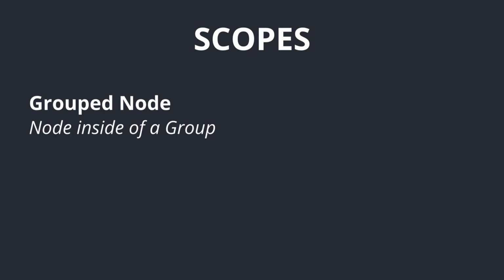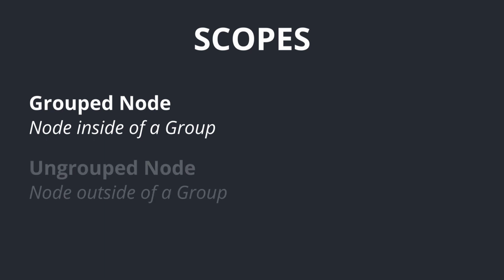Because we are going to divide them into grouped and ungrouped nodes, we'll be having two scopes. A dialog node inside of a group, to which we'll call a grouped node, and a dialog node outside of a group, to which we'll call an ungrouped node.